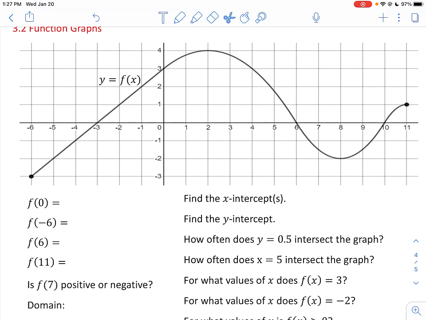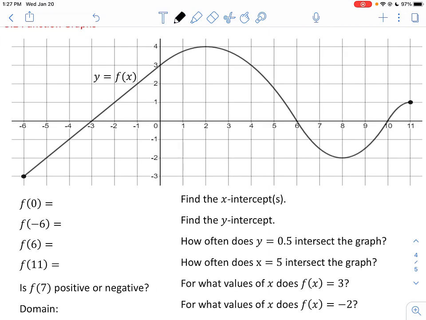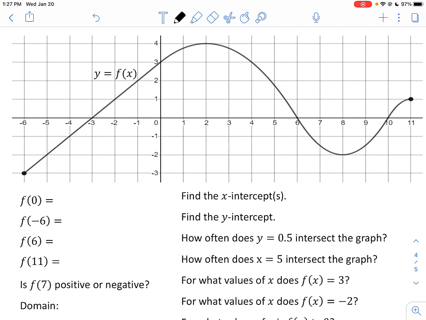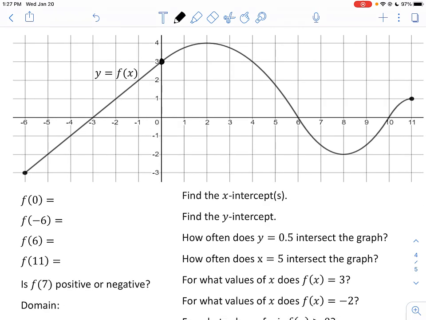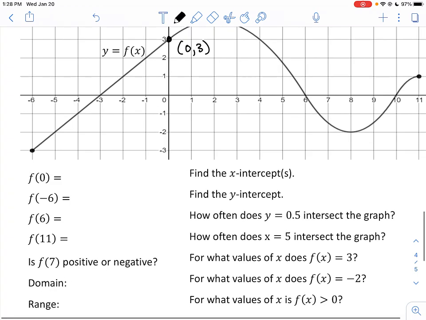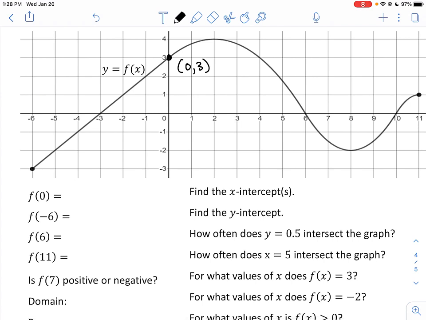And we don't have a rule of a function to plug 0 into, right? I don't tell you what equation was used to make this graph. We just have to use the graph itself to answer the question. So we say, okay, go to the point when x is 0. Well, x is 0 is going to be somewhere on the y-axis. And we see a point right there, 0, 3, which tells us that when you plug 0 into this function, it should output 3. So f of 0 is 3.